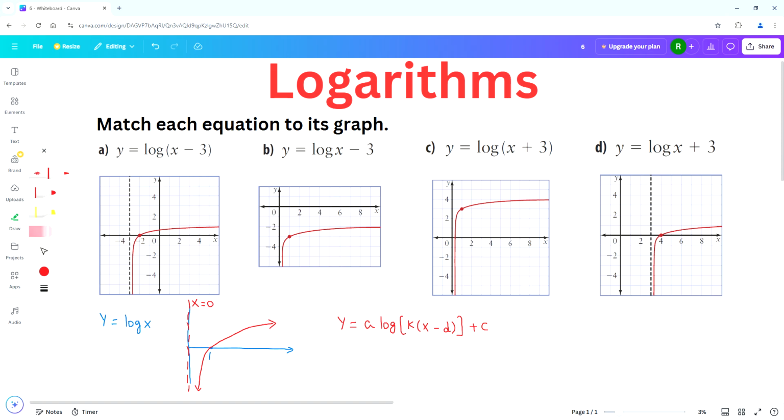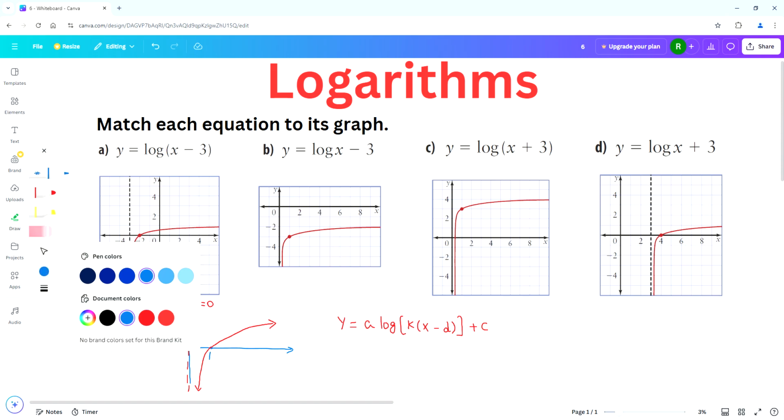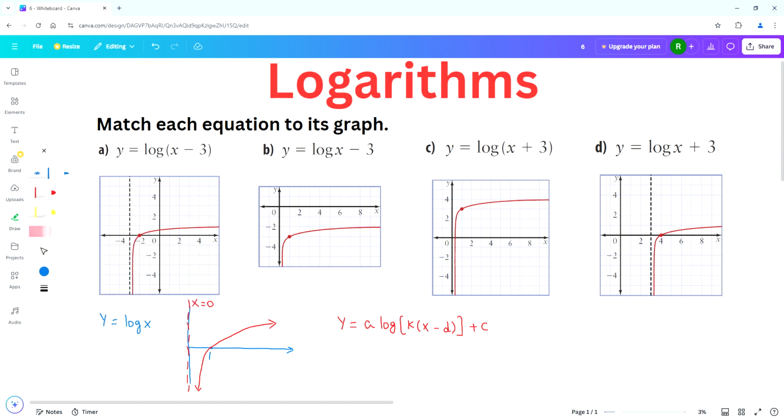Let's start by analyzing the first equation, y equals log of (x minus 3). In this equation, 3 is in the parentheses with x. If we compare this equation with the general equation, we can see that 3 represents the d value. Since the sign is negative in the given equation, the value of d is positive 3, because there is a negative sign in the general equation as well. D results in horizontal translation to the left or right. Since the d value is positive, there is a horizontal translation to the right side.